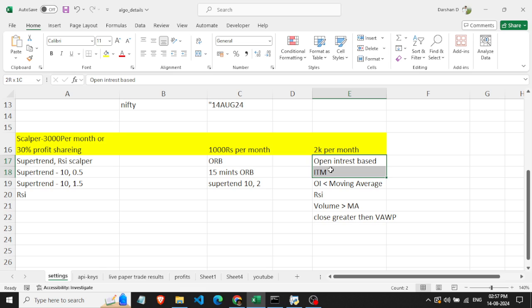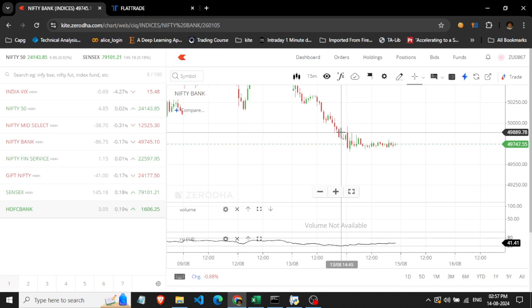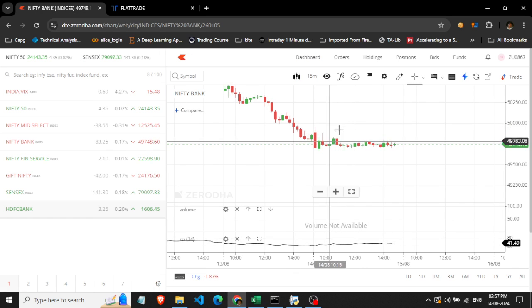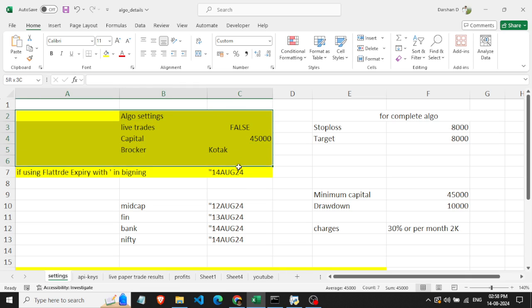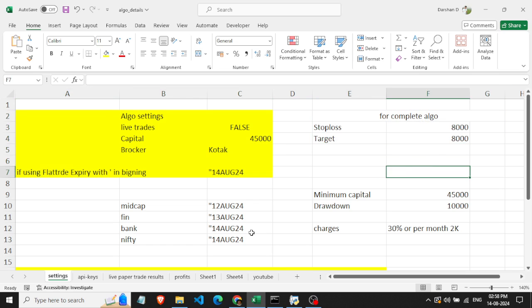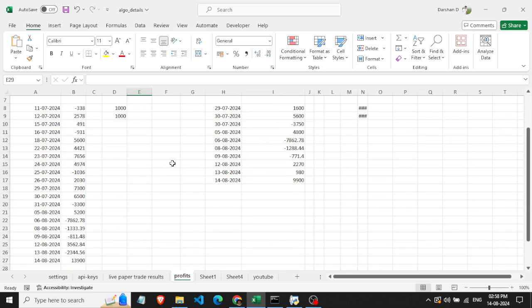And the other one is open interest based. Here we will be taking in-the-money options, and whenever open interest goes below the moving average, RSI is also in good condition, volume is greater than the moving average, and close is greater than VWAP, at that time we will take entry. This algo is also available. Currently we have a very good algo working that is making good profit.